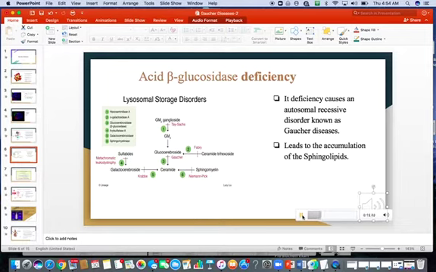The deficiency of the acid beta glucosidase leads to the accumulation of the sphingolipids, which tend to be very detrimental in the cell and lead to Gaucher disease.